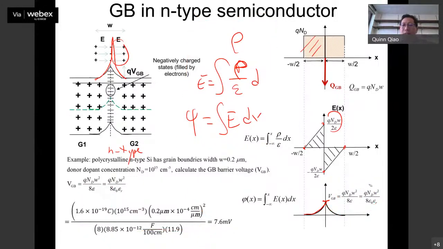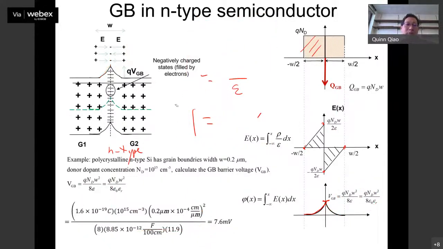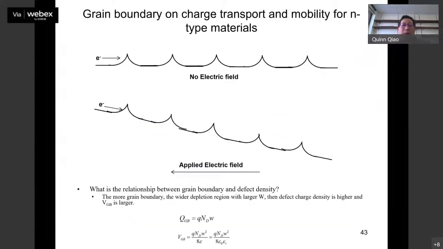If you care about these examples, see here. What is Q? What is ND? What is W? And then calculate. You find at different concentrations you get different pairs as the grain boundaries. Okay, so here are the grain boundaries for the charge transport.